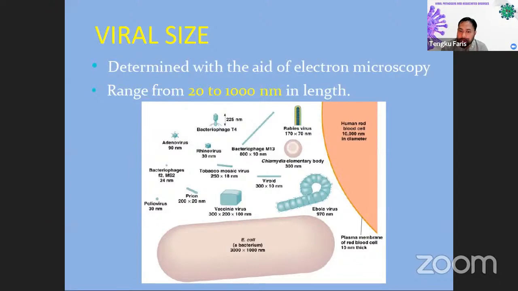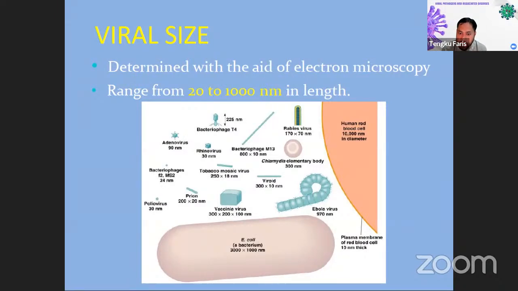But those on the black space in the slide, you can see we have bacteriophage T4, you have the rabies virus, you have chlamydia elementary body. These are all viruses that are most commonly associated with human diseases, okay? Also with plant and bacteria-borne diseases too.